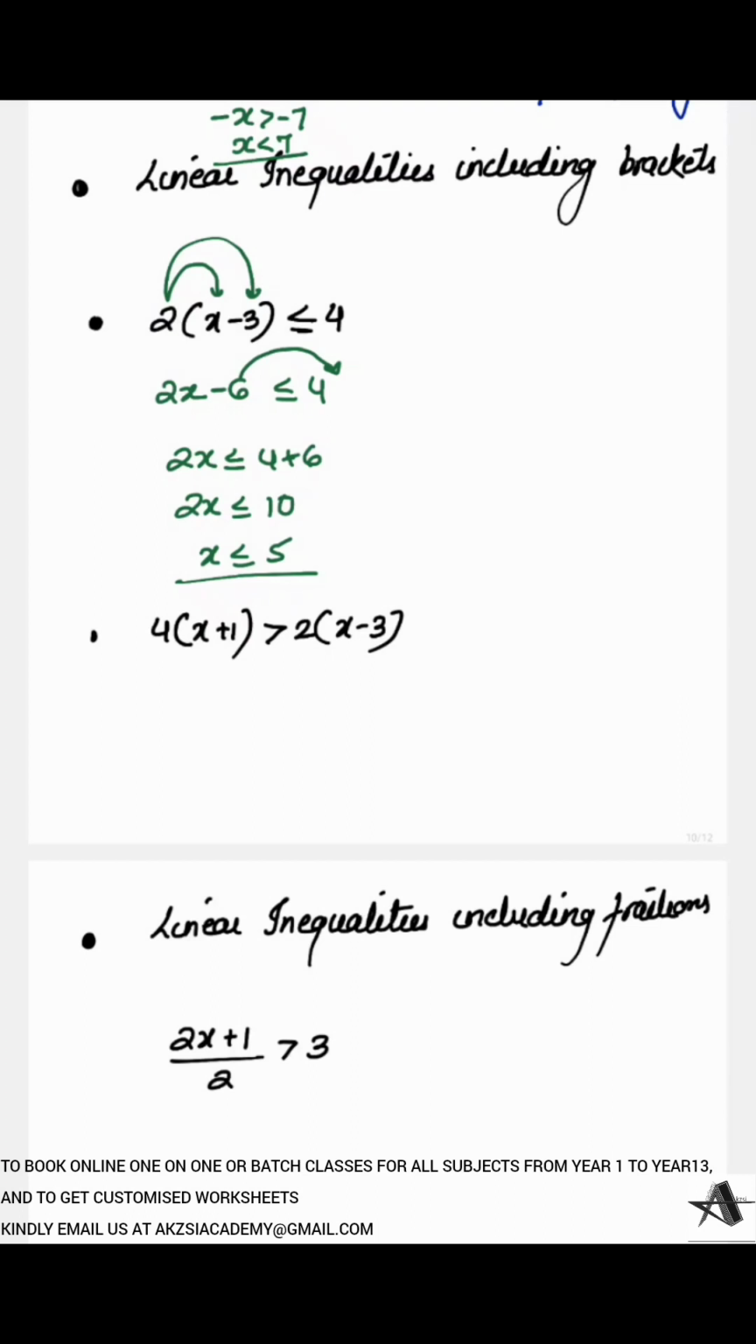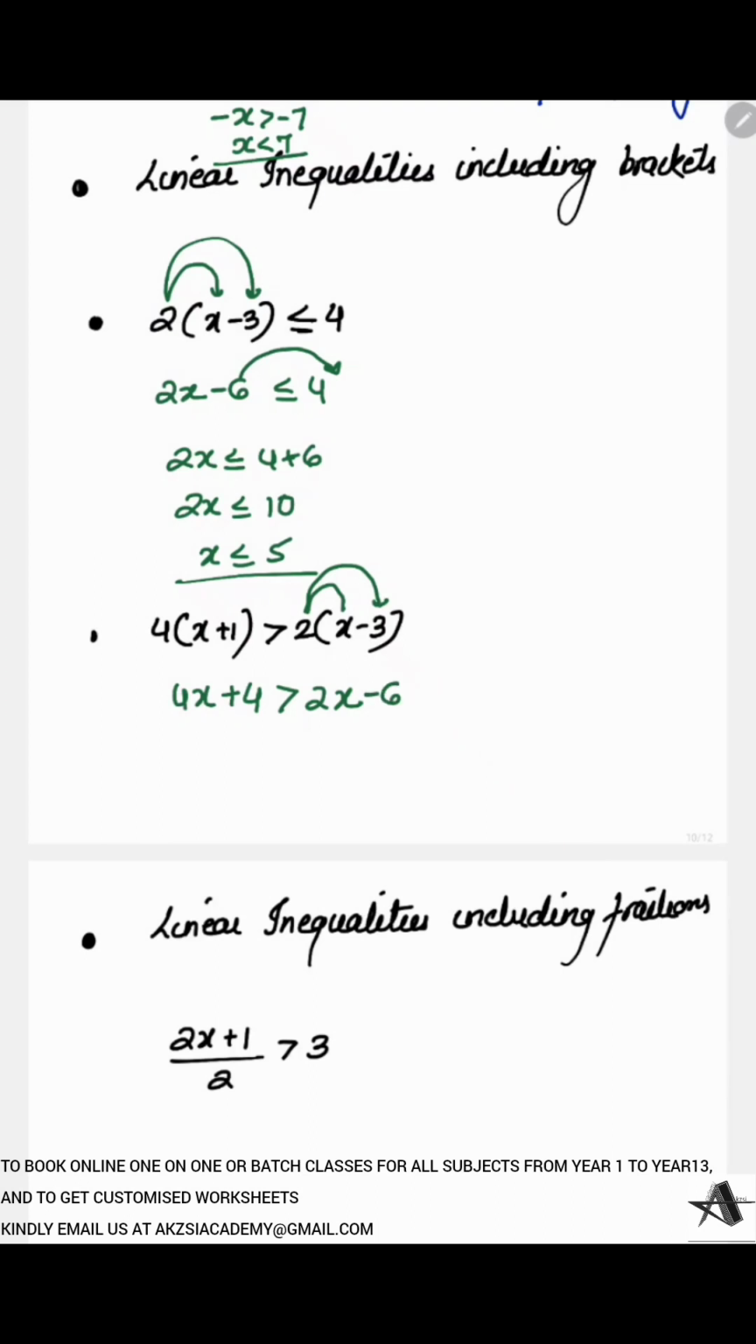Here, the next one, we need to do the same thing. That means we need to just expand the brackets. So 4 times x is 4x. 4 times 1 is plus 4. Greater than 2 times x is 2x. And 2 times negative 3 is negative 6.